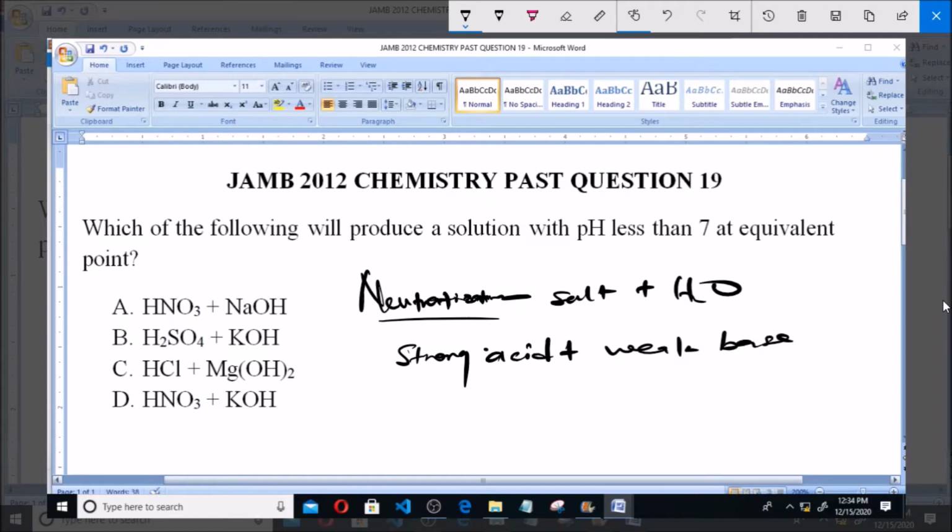Because if you are reacting a strong acid and a strong base, you definitely get a neutral salt. Then a strong acid and a weak base will give us an acid salt. A weak acid and a strong base will give us a basic salt. And then a weak acid and a weak base will give us a normal salt.